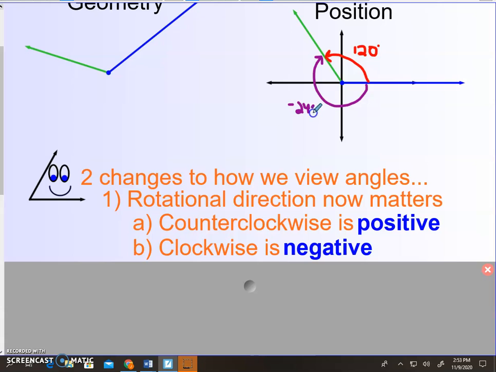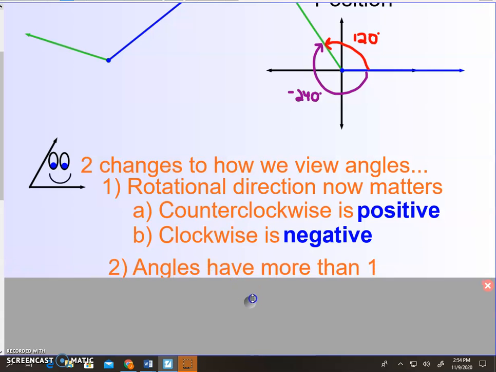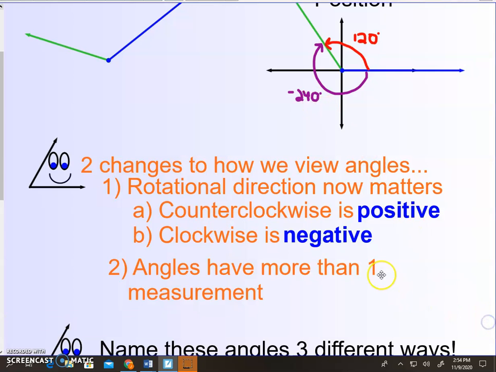By the way, notice what the absolute values of these two indicated angles add up to be. That is not a coincidence. The second thing that is going to change about how we view angles is that angles have more than one measurement now. This blue-green angle could be considered 120 degrees, or it could be called negative 240 degrees.